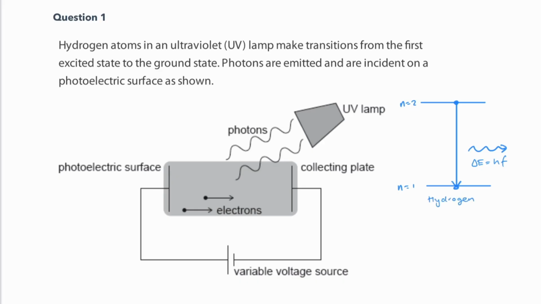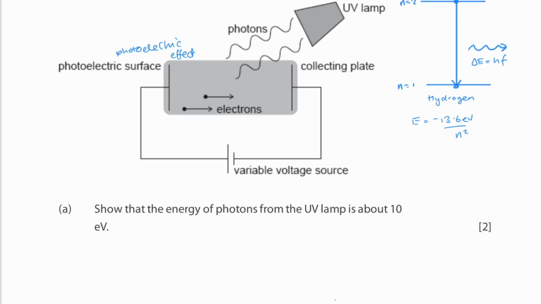And you'll remember from Bohr's model, we know that the energy of each electron state is minus 13.6 electron volts divided by n squared. Right, we've analysed that first sentence. Let's go on to the next sentence. Photons are emitted and are incident on a photoelectric surface as shown. So we've got the energy levels here inside this lamp, and then we're looking at the photoelectric effect here. A. Show that the energy of photons from the UV lamp is about 10 electron volts.